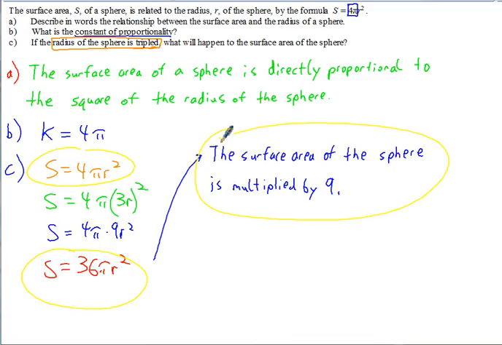And that concludes the notes for AP Calculus on the topics of direct and inverse proportionality.